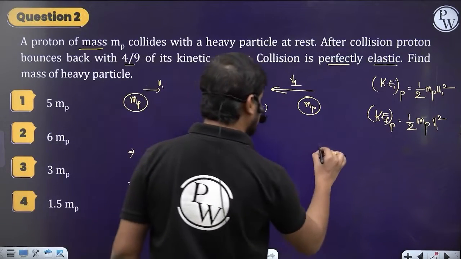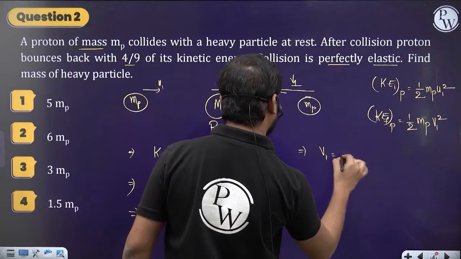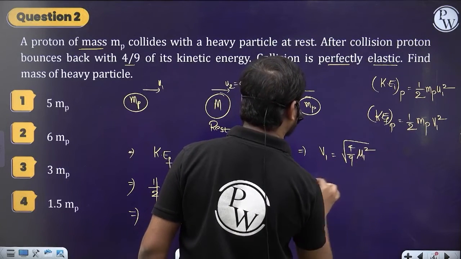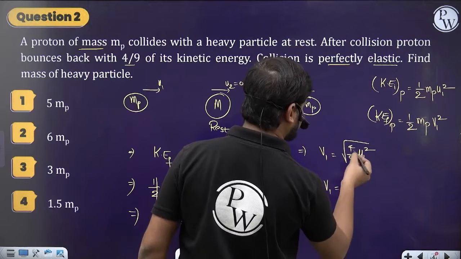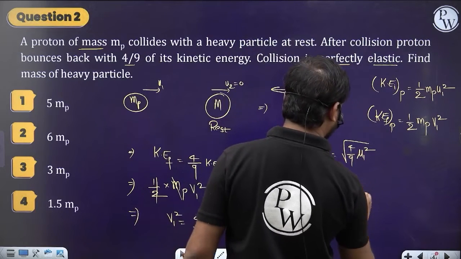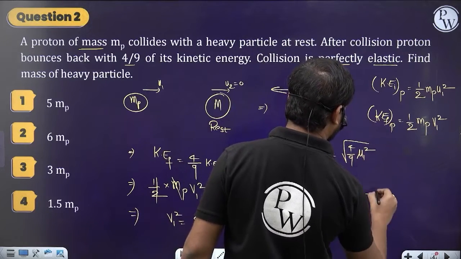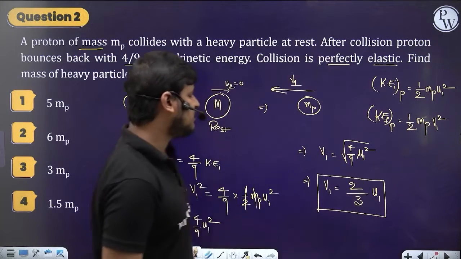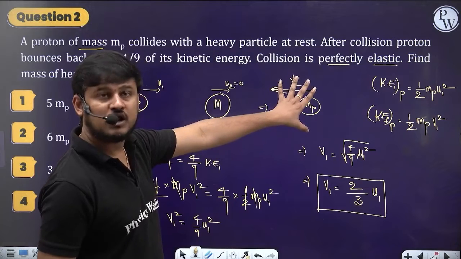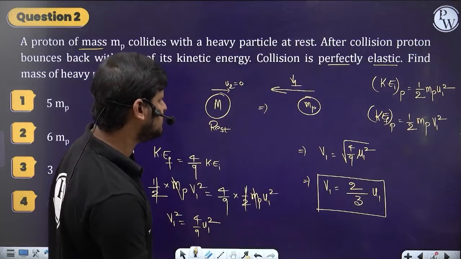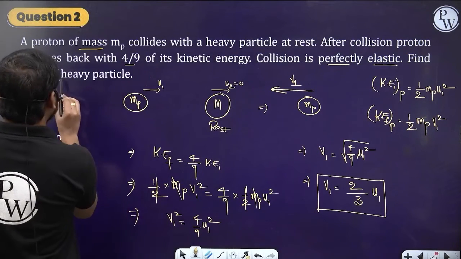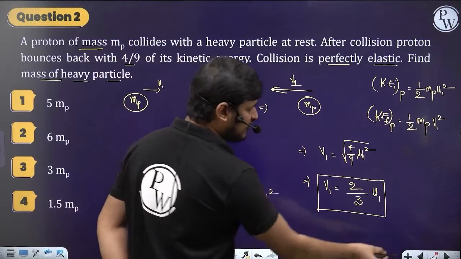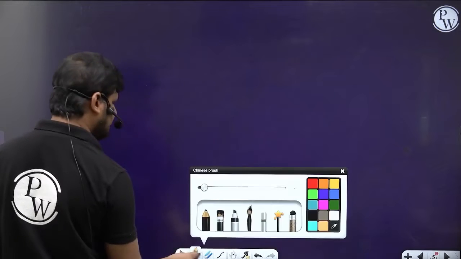So from here v1 is equal to the square root of 4/9 times u1 square, which is nothing but 2 by 3 times u1. So here we get the final velocity of the ball after collision is equal to 2/3 times u1. But what we need to find is the mass of the heavy particle. Now I know its velocity. We know the formula for velocity, right? What's the formula for velocity?